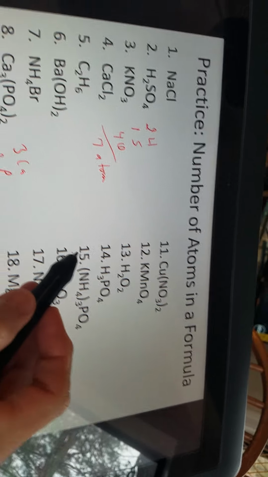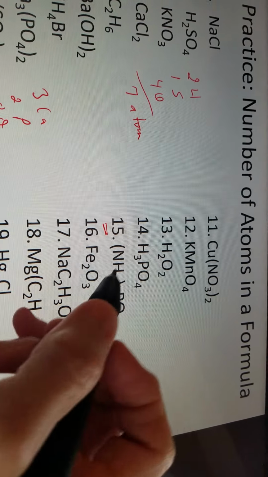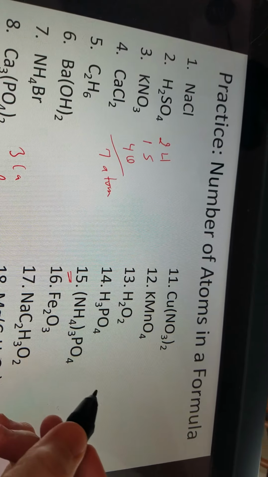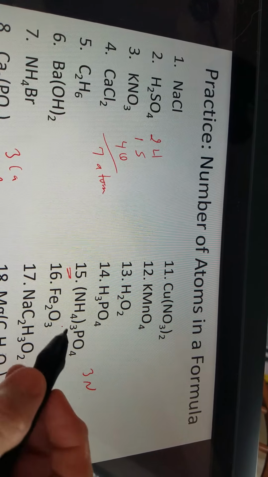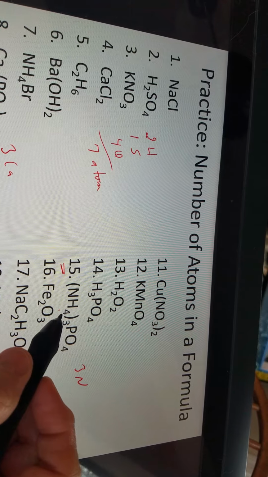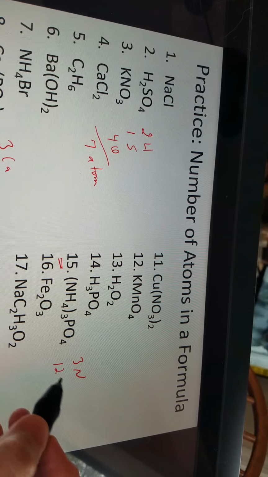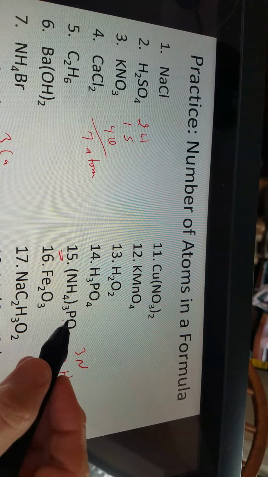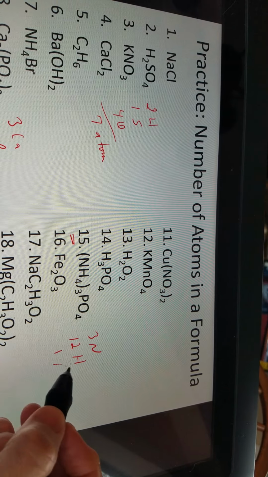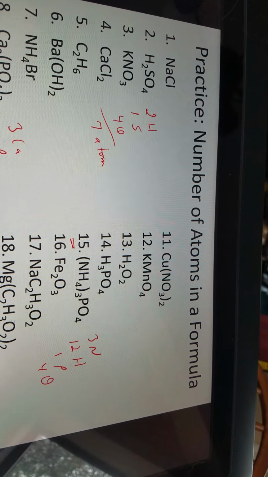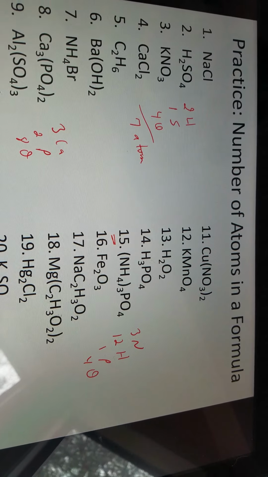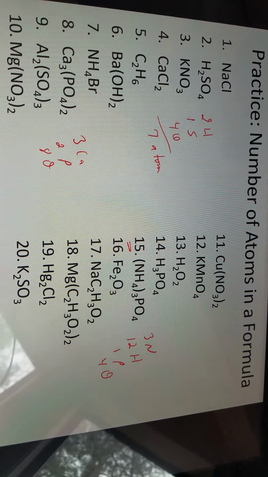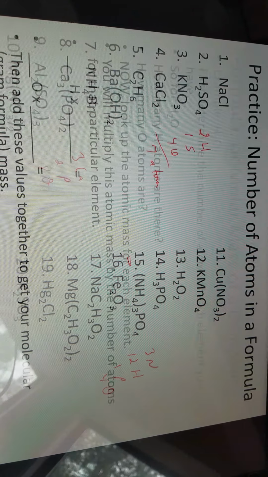So let's look real quickly at number 15, similar kind of situation. You have 1 nitrogen in parentheses with a 3 outside, so that tells me that I would have 3 nitrogens. Here I have 4 inside the parentheses, 3 outside, so that would tell me I would have 12 hydrogens. These are all outside parentheses, so you just use whatever the subscript is with them. So this would be 1 phosphorus and 4 oxygens. So try some of the others and see if you have any problems.